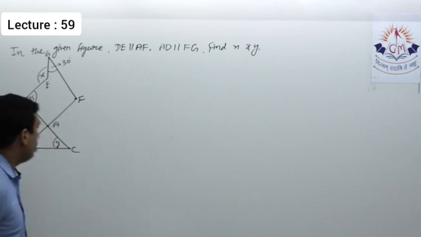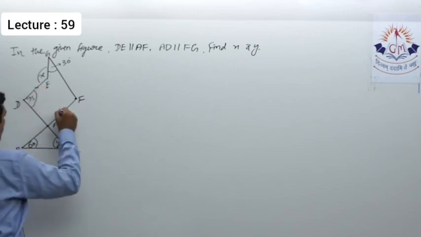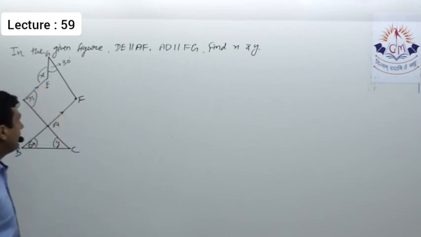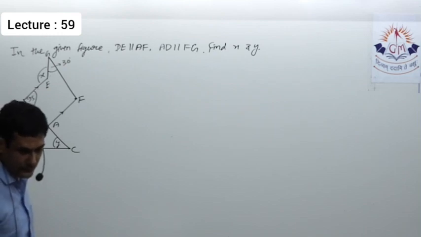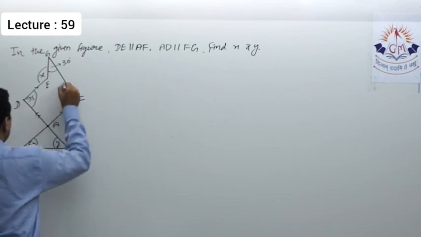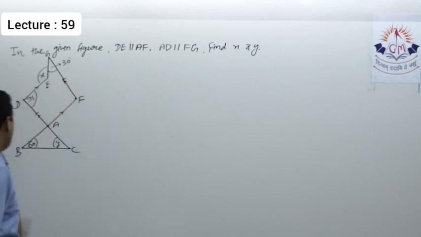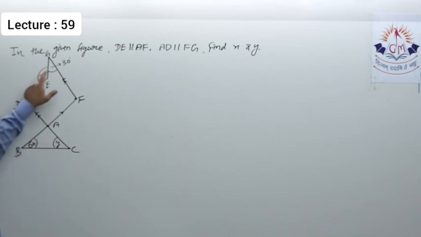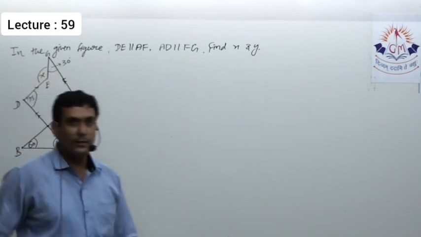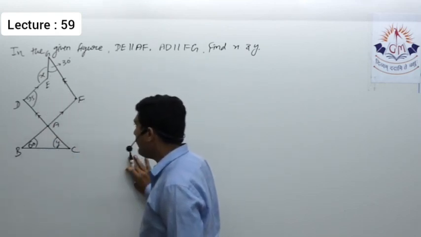Also it is given DE parallel to AF, so this DE is parallel to AF, as well as AD parallel to FG. These two lines are parallel, and these two lines are parallel. This is 60 degrees, 95 degrees, 30 degrees. Now you have to find the measure of x as well as y.